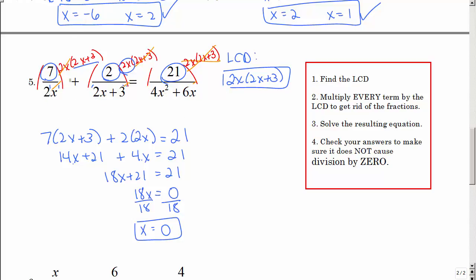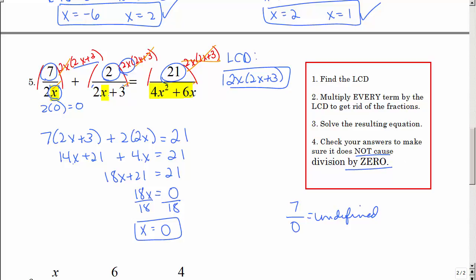So where am I checking? I'm checking in here, here, and those are the same. So let's check. If I put in 0 for x, what's 2 times 0? That's 0. That cannot happen. You cannot have 7 divided by 0. That is undefined. Alright, you can't do that.